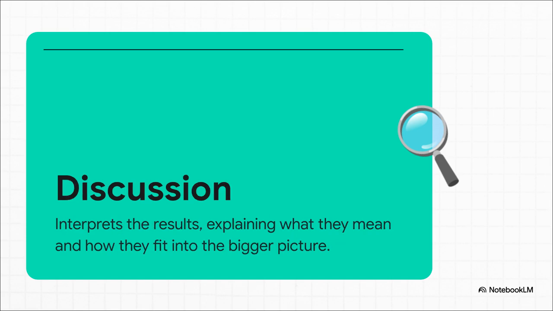And finally, we get to the discussion. This is where we flip the hourglass over and start to broaden back out. The authors take their very specific results and explain what it all means. This is the so what section. How do these findings change what we thought we knew? And what should we study next?